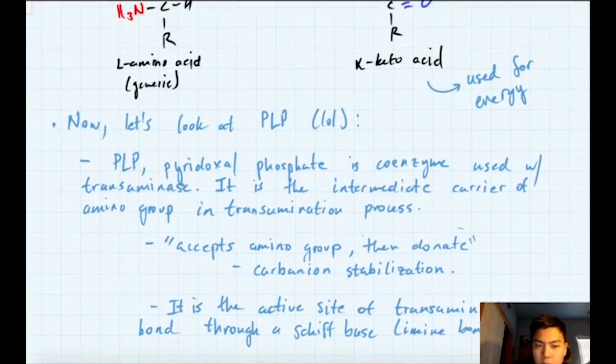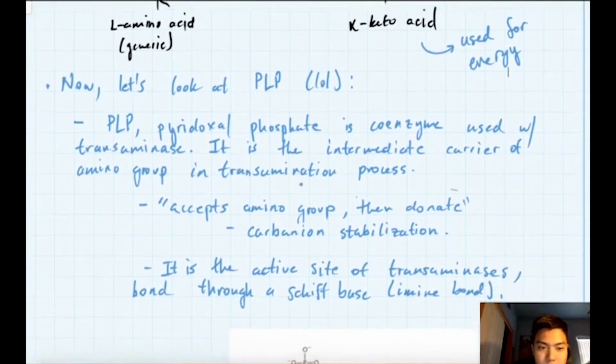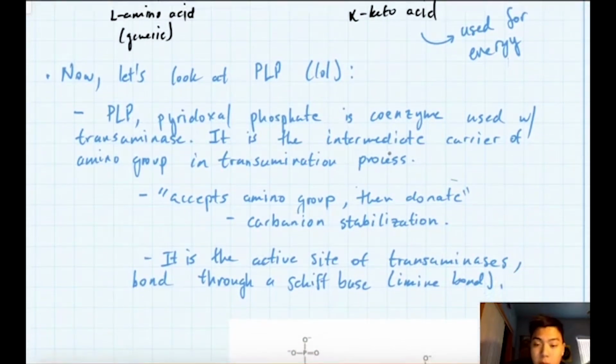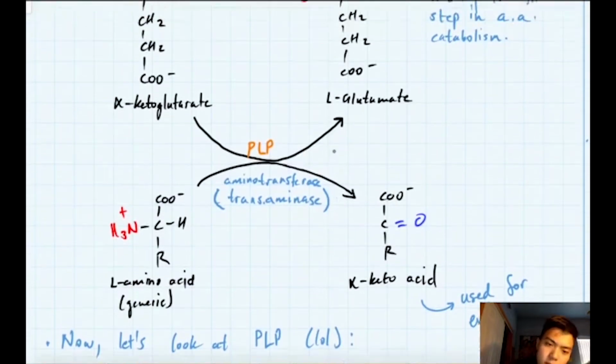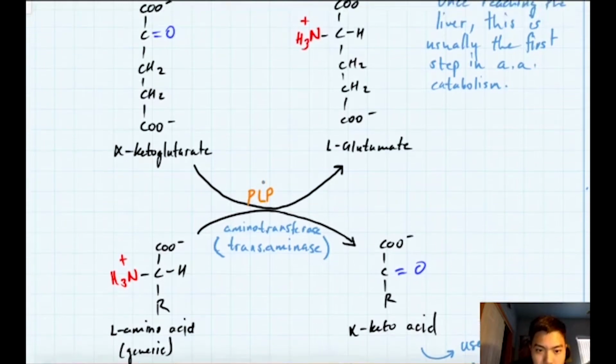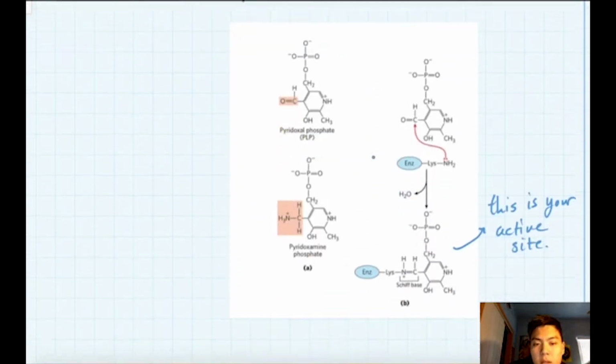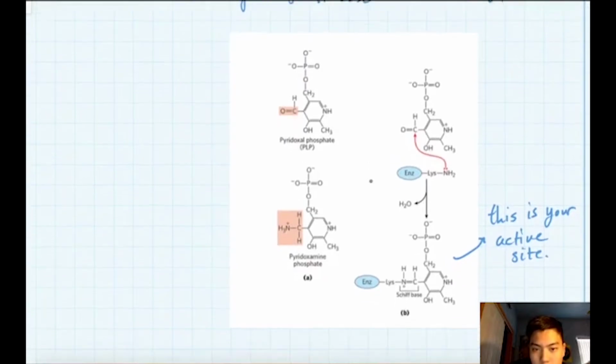And this stands for pyridoxal phosphate. It's just a coenzyme, basically. How it works, it's an intermediate carrier of the amino group in the transamination process. In this process, the amino group is first accepted by the PLP, which will then transfer it to our alpha ketoglutarate to make glutamate, if that makes sense. So this is what it sort of looks like.